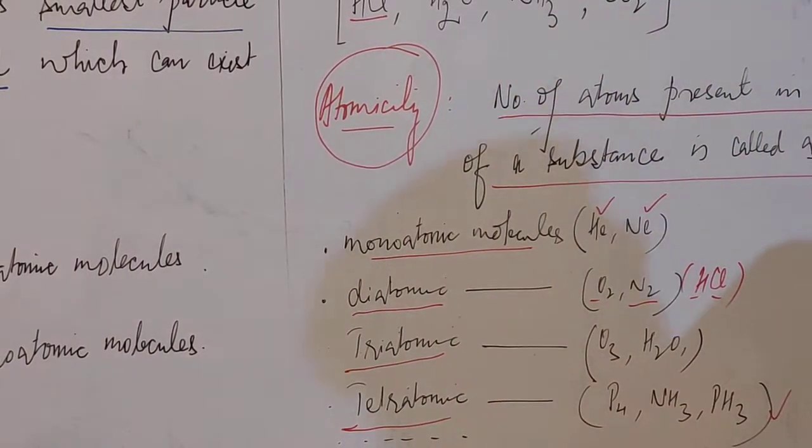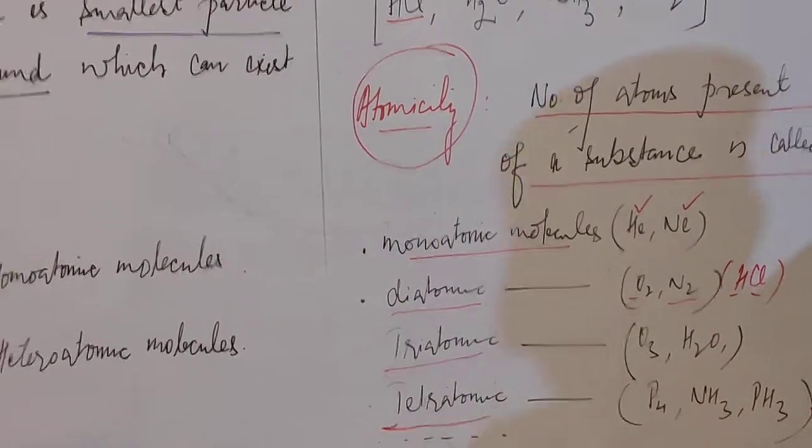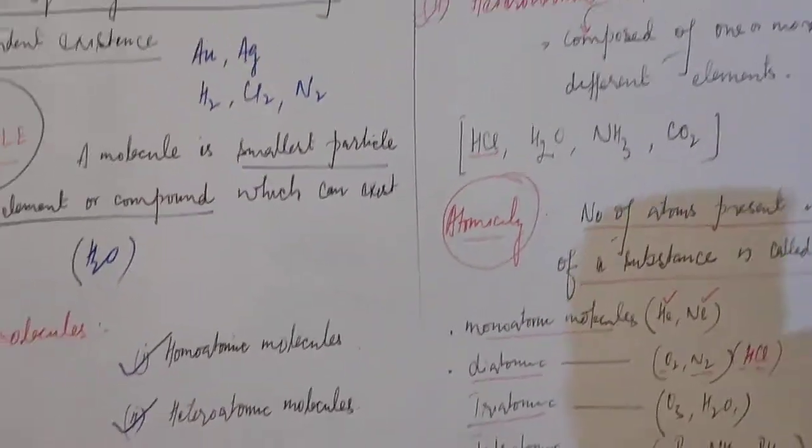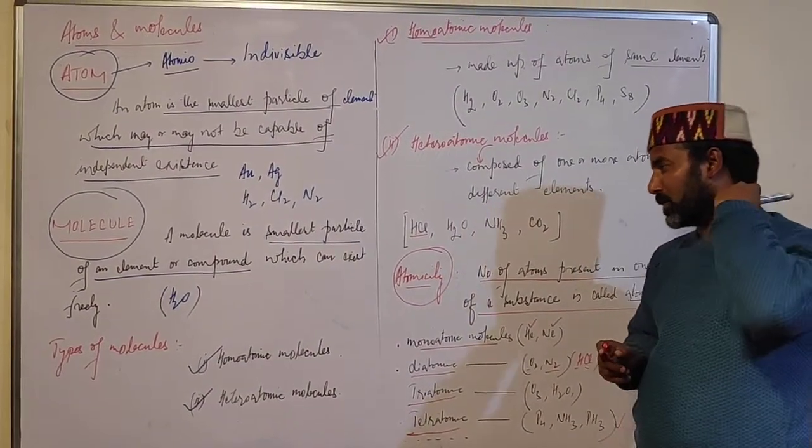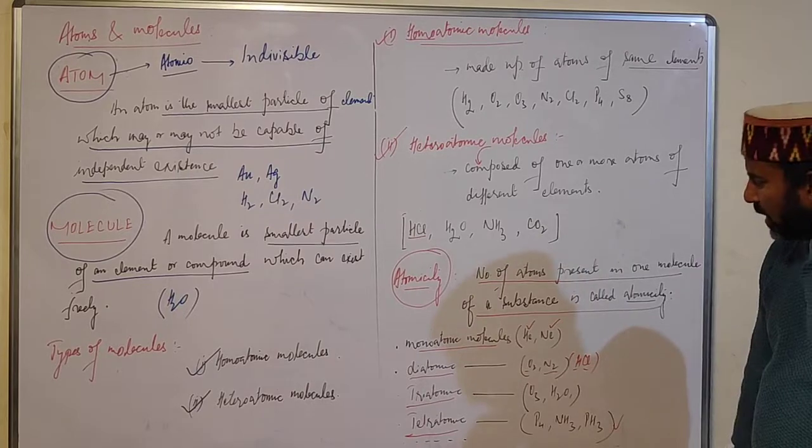And so on. So students, this was our discussion about matter and its classification as pure substances, impure substances, and then lastly atoms and molecules.